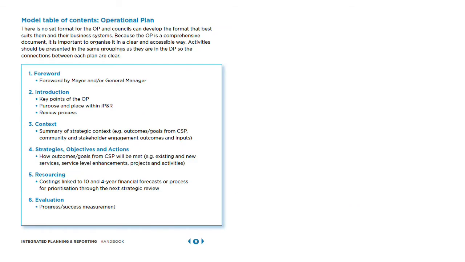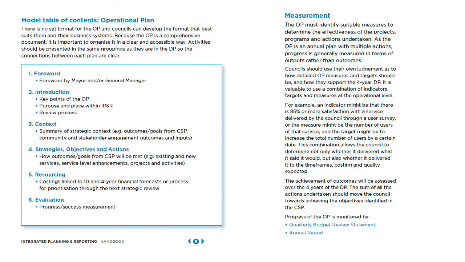For starters, the model table of contents makes no mention of the DP, nor does the handbook really provide any advice on what a framework looks like to translate the higher level principal activities in the DP into the more detailed activities in the annual OP. The advice on the following page is simply unhelpful.